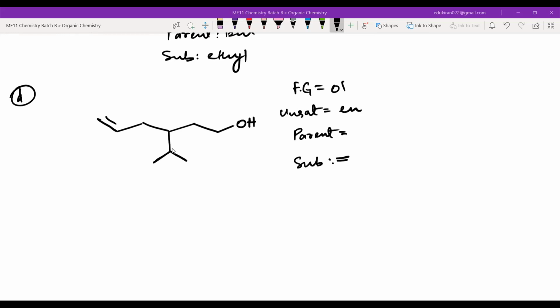Okay, fine. So see, this is a new type of substituent that we are seeing, right? So don't worry about it. Parent is what? As you can all know, parent will be starting from the functional group carbon, going towards the double bond carbon. Okay, and the number of carbon atoms will be 1, 2, 3, 4, 5, and 6. That is why not hexane, but it will be hex.